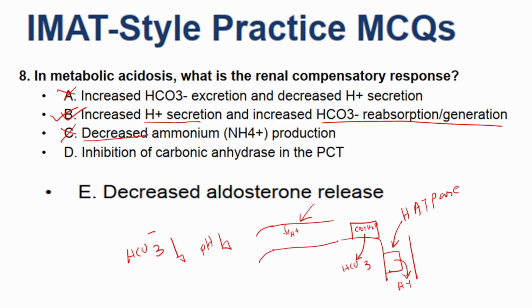Option D, inhibition of carbonic anhydrase in the proximal convoluted tubule, would completely block bicarbonate reabsorption, mimicking a type 2 proximal renal tubular acidosis and severely exacerbating the acidic state. Then, option E, a reduction in aldosterone release, is incorrect because acidosis typically stimulates the adrenal cortex to release aldosterone, which supports proton clearance by upregulating the vacuolar hydrogen pumps in alpha intercalated cells.